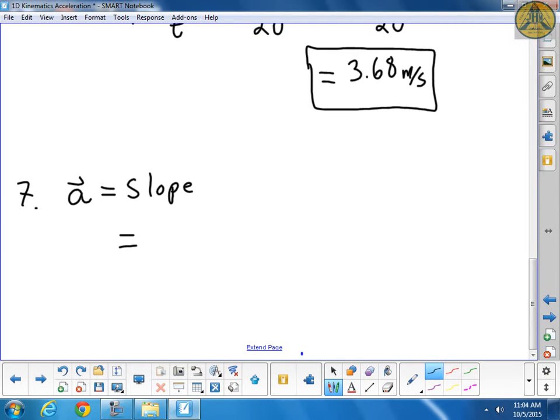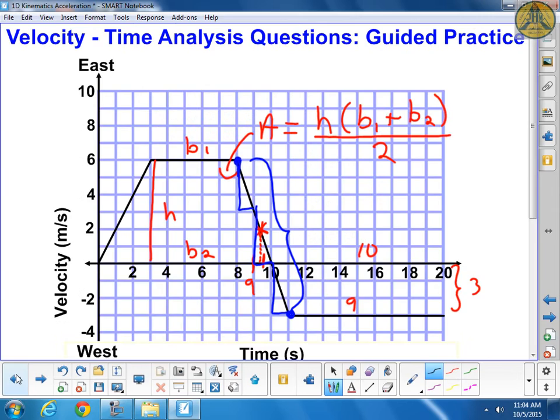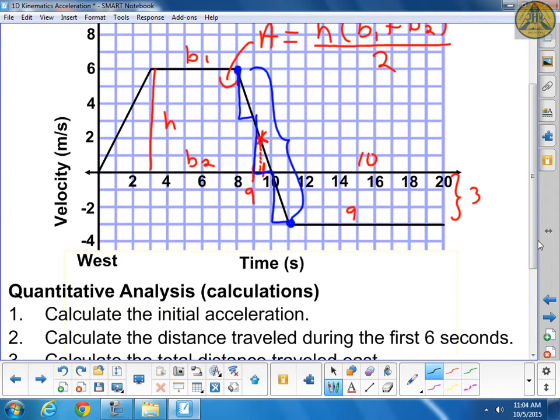So it's -3 minus 6, so final velocity minus initial, looking at just this segment in time, 11 minus 8. So in 3 seconds, its velocity changed by -9. It just means it went from +6 to -3, so the change was -9. It's a negative slope, so the acceleration is -3 meters per second squared.